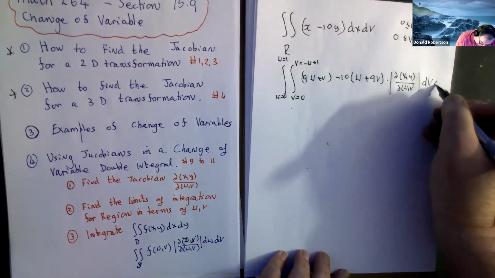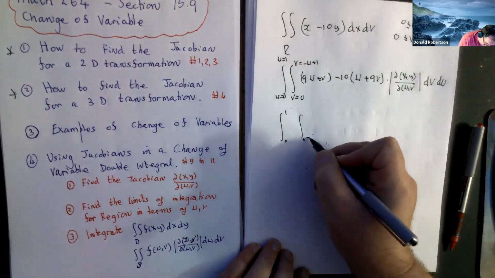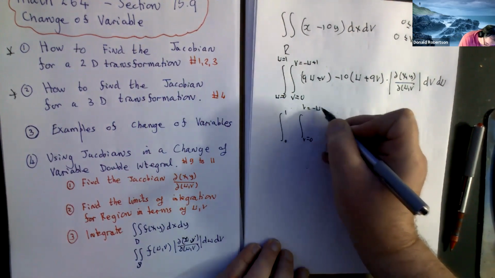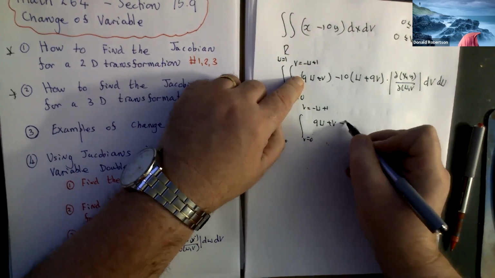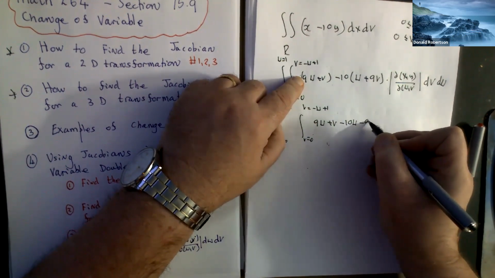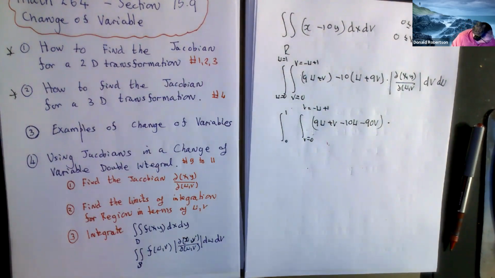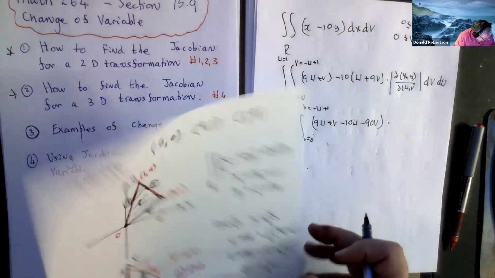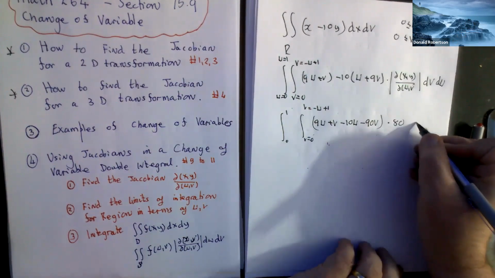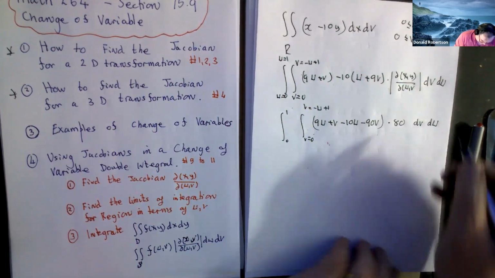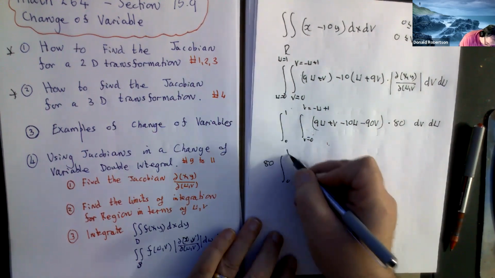And then we can do dv du. So it's going to be from 0 to 1, from 0 to negative u plus 1, 9u plus v, take away 10u, take away 90v. The Jacobian, we found it a way back in the day. What on earth was the Jacobian? It was 80. And I'll pull out the 80 because it's just a pain. There we go.